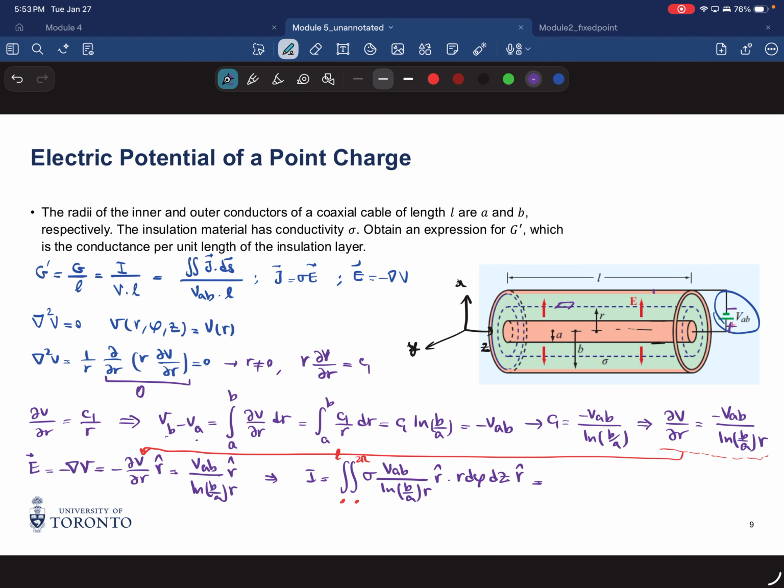So what do we get? It's sigma VAB over ln B over A, and the r's cancel each other here. Then we get L times 2 pi. So now our G prime, which is I over VAB times L, is going to be sigma 2 pi over ln B over A.